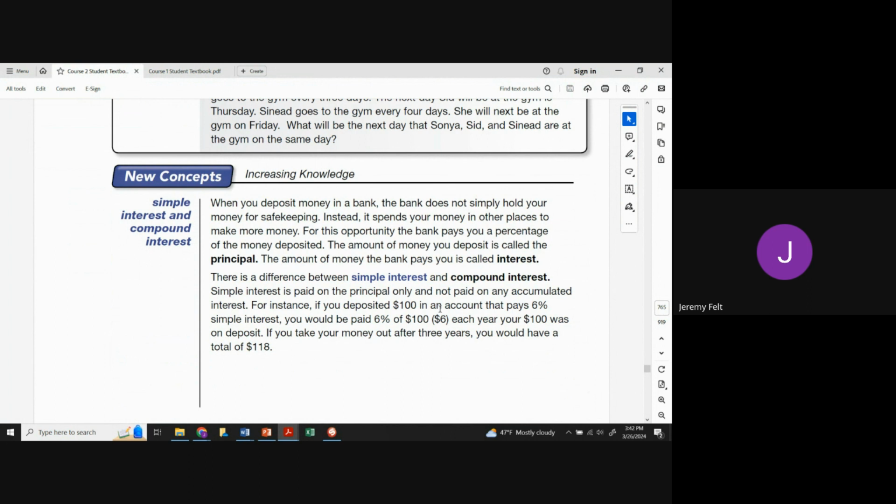We take out loans, different things like that for cars, homes, college, whatever. We're going to pay it back over time, but we're going to pay back more than we originally borrowed because we're going to have interest on top of it. So the difference between simple interest and compound interest: simple interest is paid on the principal only and not paid on accumulated interest. If you deposit $100 into an account at 6% simple interest, you get 6% of 100, which is $6. If you take your money out after 3 years, you've made $6, $12, $18 because you're making $6 a year. So it's 6% on the 100.